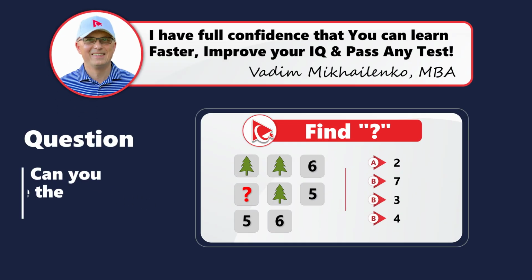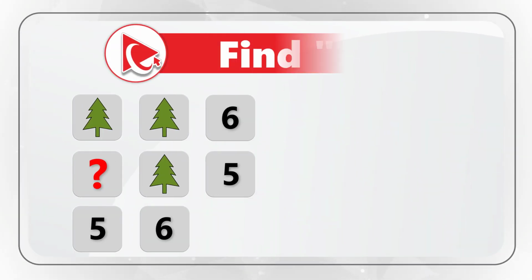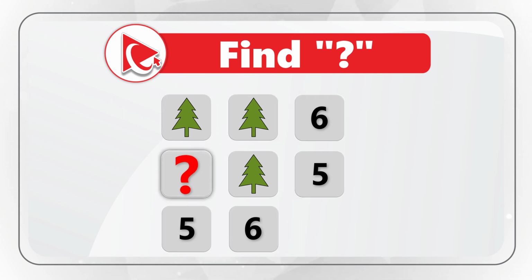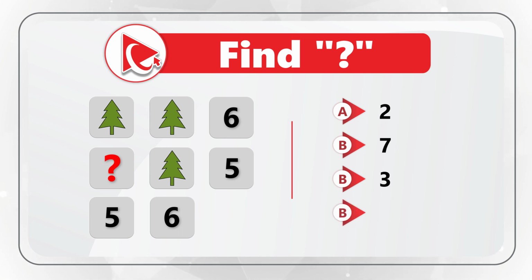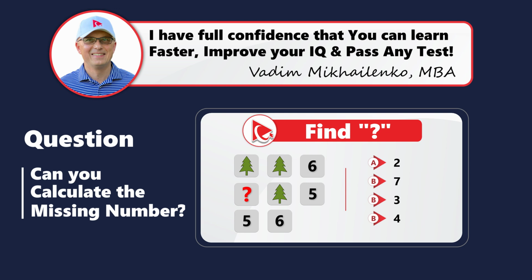Here's a phenomenal question where you need to find the missing number. You're presented with a 3x3 shape, which contains evergreen trees, numbers, and a question mark. Based on what you see, you need to calculate the missing number, and you have 4 different choices. Choice A, 2, choice B, 7, choice C, 3, and choice D, 4. Take a close look to see if you can come up with the logic and the answer. On my end, I am moving forward to share with you my version of the solution. And obviously, if you have a better way to solve it, please make sure to post in comments.